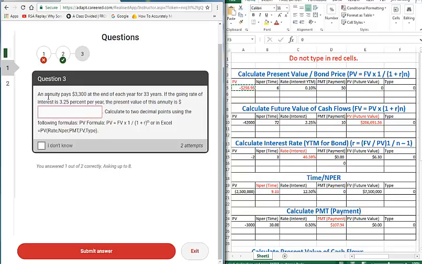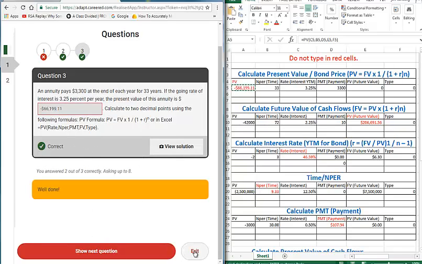Okay, next question, an annuity. So now with an ordinary annuity, type is 0. It pays $3,300, so I'm going to type $3,300 into the payment section. Each year for 33 years, so in N per, which is the time, it's 33. The going rate is 3.25. The future value will always be 0 because remember, when an annuity expires, there's no money left. So it should be $66,199. And notice that that's correct.